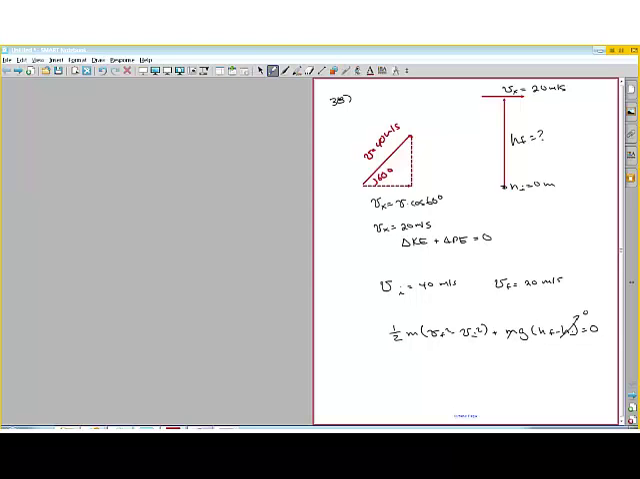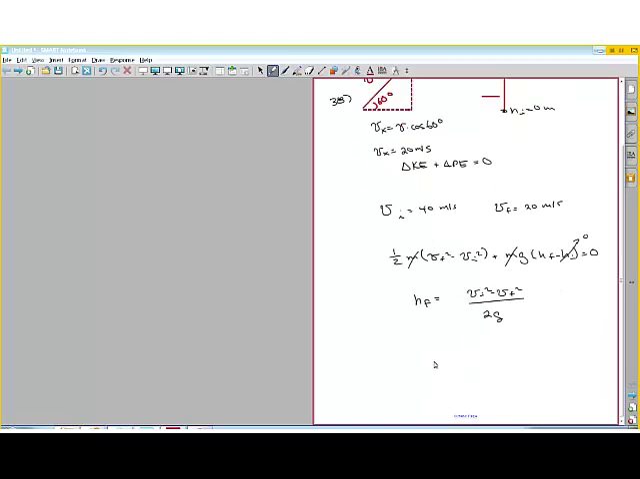The initial height is 0. The masses cancel out. And so we can find the final height. We can solve for it. Actually, this is going to be negative, because when we solve for this and go to the other side, they're going to change sign. So it's going to be v initial squared minus v final squared divided by 2g. So we'll divide by g to get h by itself.